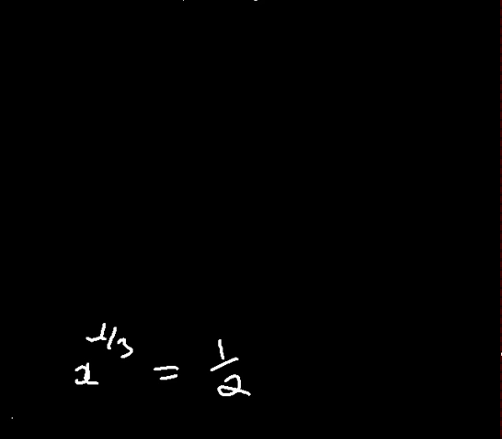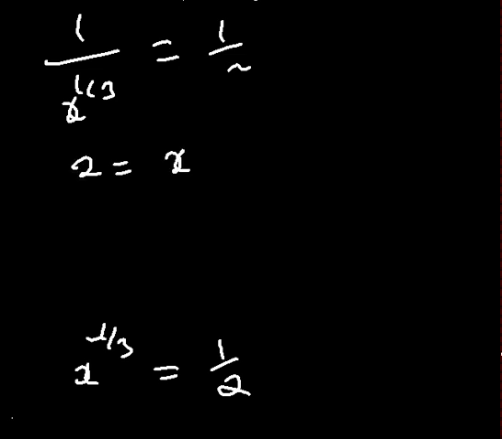Using the laws of indices, this is the same as having 1 over x to the power 1 over 3, which is the same as 1 over 2. And thus we have to think of cross multiplying. We'll have it as 2 is equal to x to the power 1 over 3.